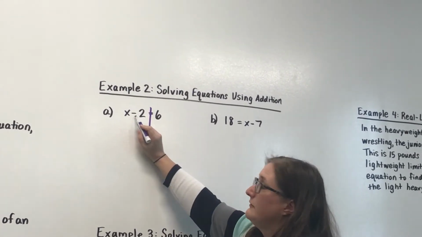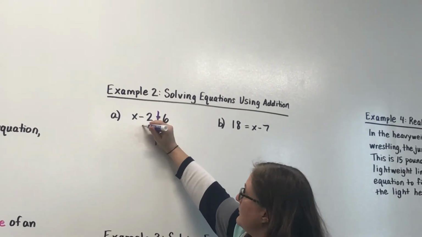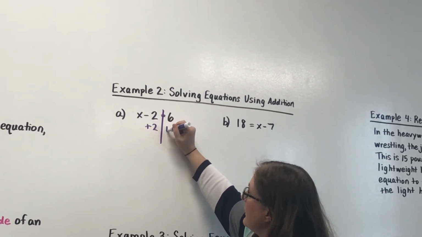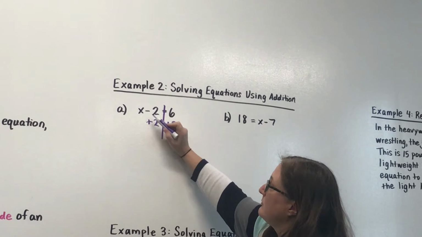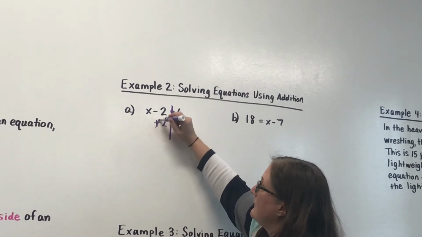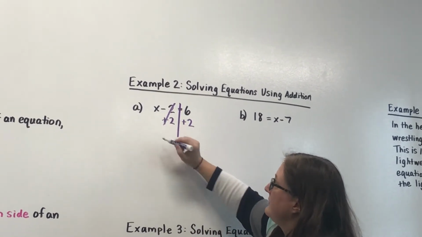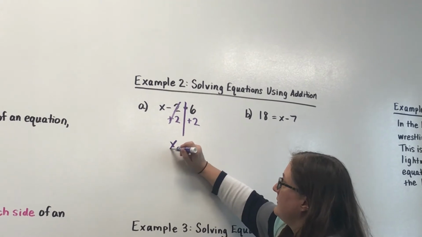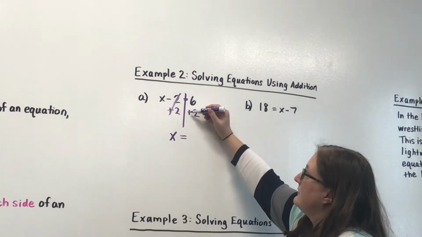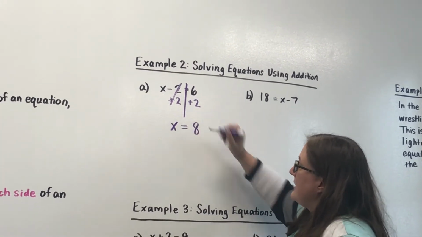The opposite of subtracting 2 would be to add 2, and you want to show this work. So subtracting 2 and adding 2 cancel each other out, and on this side, the only thing I'm left with is x. And on this side, 6 plus 2 equals 8.